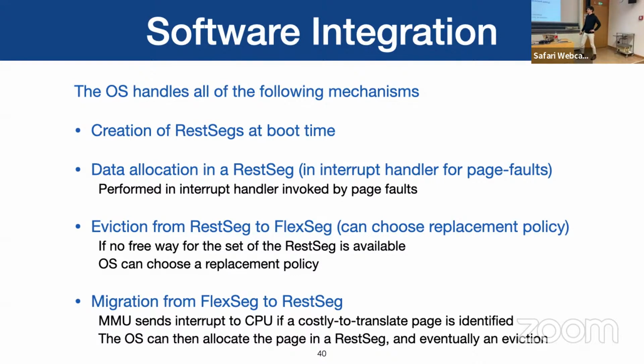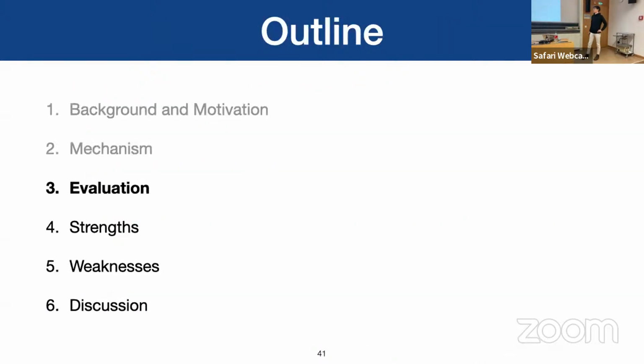We handle the eviction from restrictive segments to flexible segments, where the OS can freely choose the replacement policy. And we handle in the OS the migration from flexible segments to restrictive segments, and we get informed by the MMU. The CPU gets informed by the MMU via an interrupt that a costly-to-translate page has been identified by the estimator mechanism.